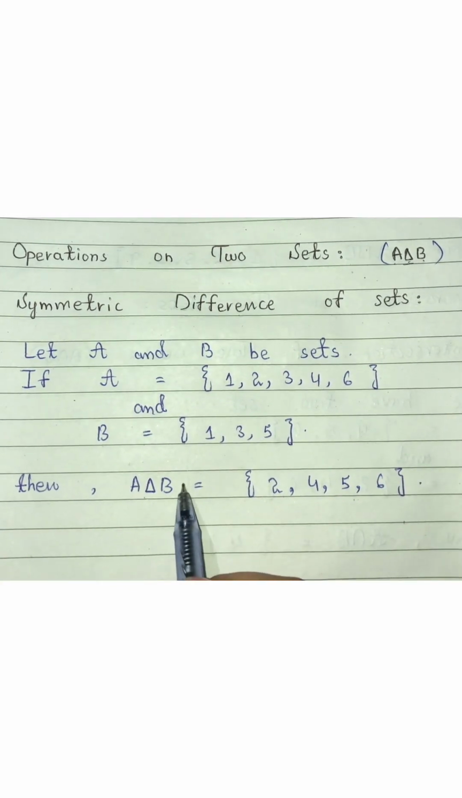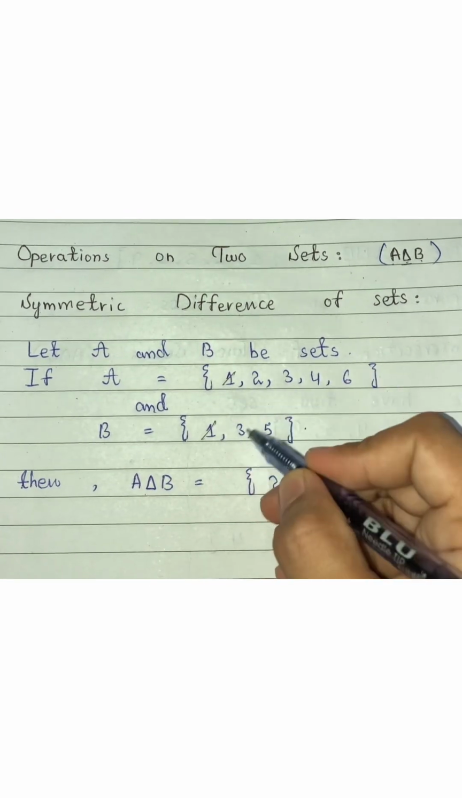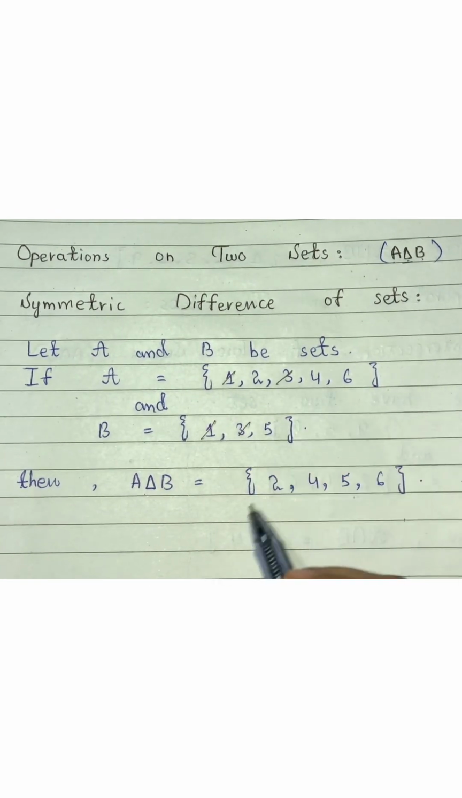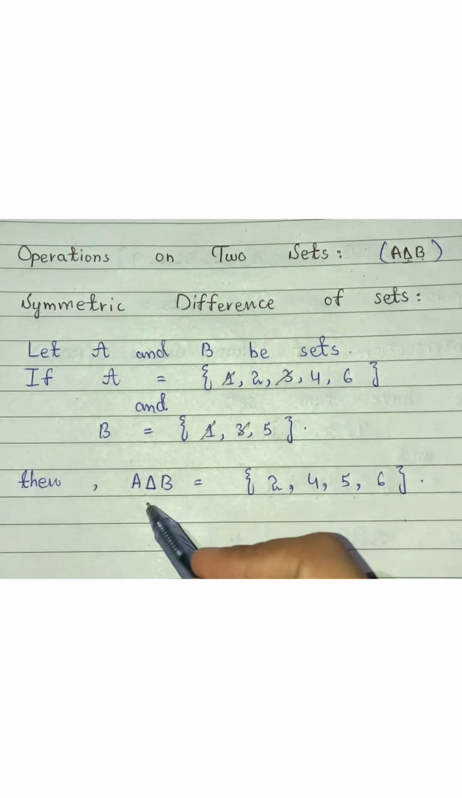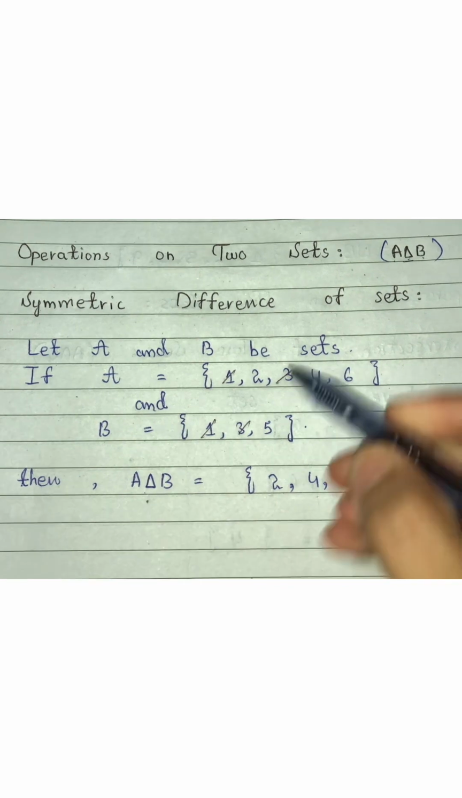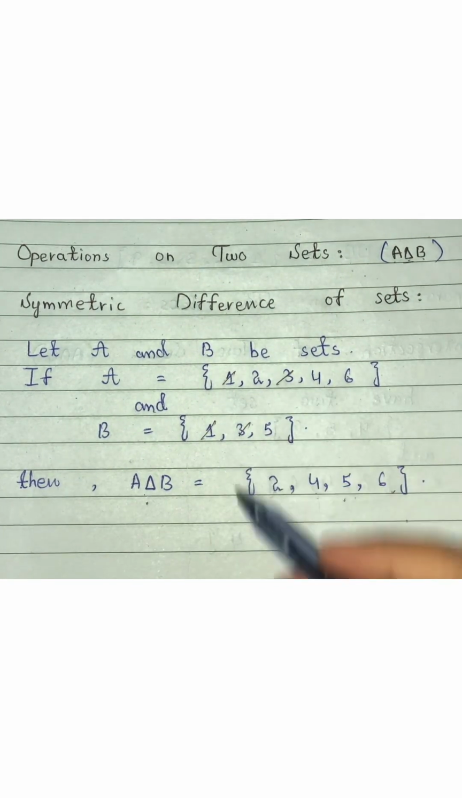See here, in symmetric difference, the same elements in both sets we will cut. 1, 3. These are the common elements in both sets. Now the remaining elements in both sets is the symmetric difference of two sets. See here 2, 4, 6 and 5 are the remaining elements in both sets.